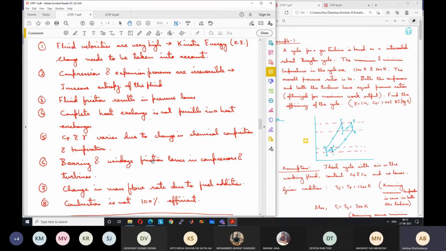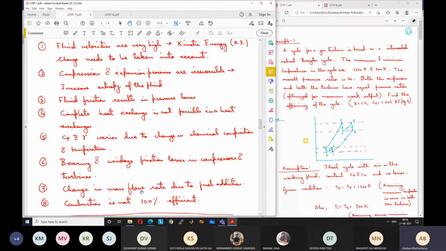Then one more important point, which we will also calculate in our subsequent problems, is that the mass flow rate does not remain constant. Initially the mass flow rate is equal to the mass flow rate of the intake air, but in the combustion chamber we are adding some fuel. The amount of fuel that we are adding is small, around 2 to 3%, but still it is a change in mass flow rate, and that change will remain even in the turbines. So that 2% increase in mass flow rate will remain in the turbines, and that also needs to be taken into account.